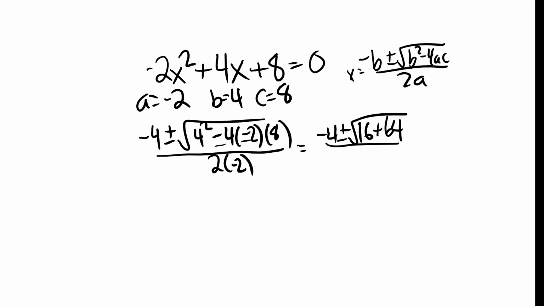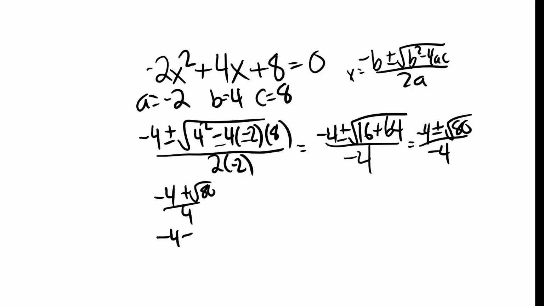All over 2 times negative 2, which is negative 4. I can keep simplifying. Negative 4 plus or minus the square root of 80, which is 16 plus 64, over negative 4. Alrighty. And now we've gotten to our two answers. Negative 4 plus root 80 over 4, and negative 4 minus root 80 over 4.